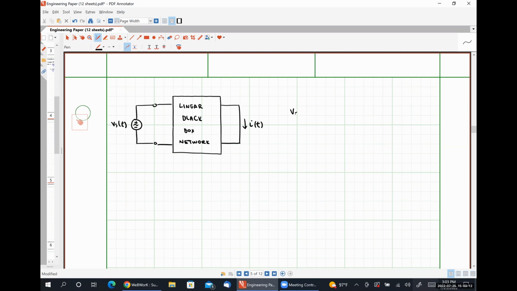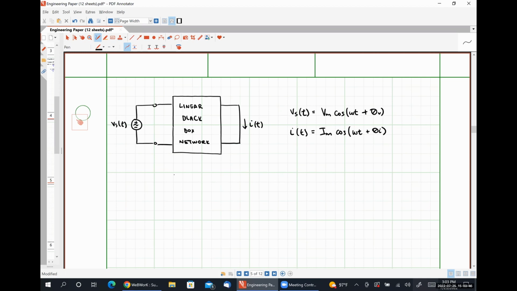If Vs of t is of the form Vm cosine omega t plus some phase angle theta v, then I of t will be of the form Im cosine omega t plus theta I. We literally just proved that.